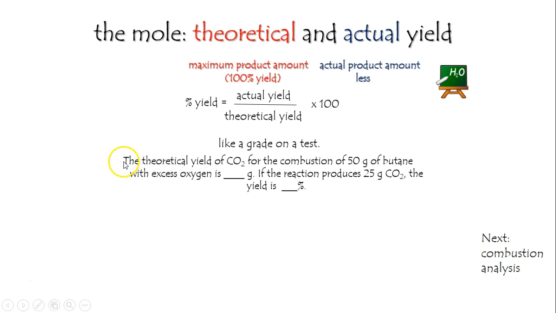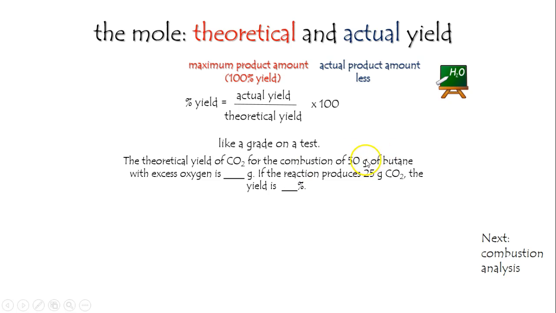Let's do an example. The theoretical yield of carbon dioxide for the combustion of 50 grams of butane with plenty of oxygen is a certain number of grams. Now, if you got 25 grams, what is your percent yield? So the first part of the problem is the theoretical yield. The second part of the problem is the actual yield.